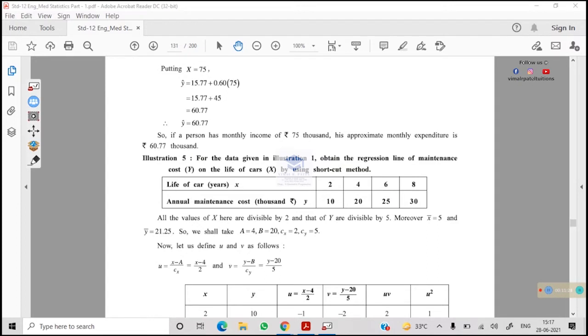For the following data, illustration 1, obtain the regression line of maintenance cost on life of car by using shortcut method.